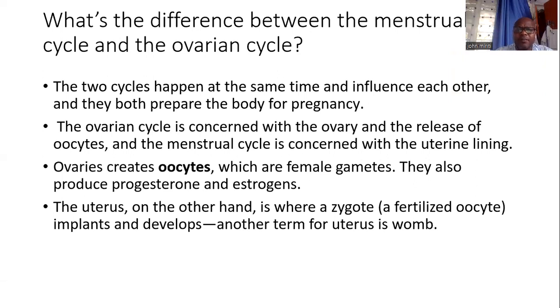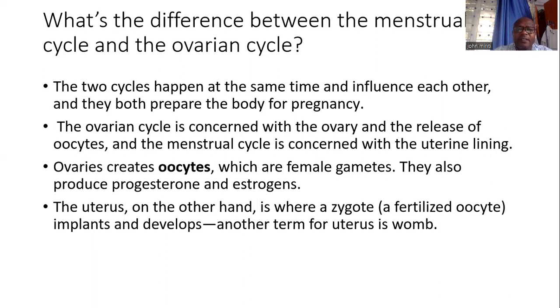Now, the two cycles happen at the same time and influence each other, and they both prepare the body for pregnancy. They are very important, they play their part concurrently, and they depend on each other. Also, they are influenced by almost the same hormones. The ovarian cycle is concerned with the ovary and the release of the oocyte, and the menstrual cycle is concerned with the uterine lining. The menstrual cycle prepares for implantation of the fertilized oocyte, whereas the ovarian cycle is concerned with maturation and release of the oocyte.